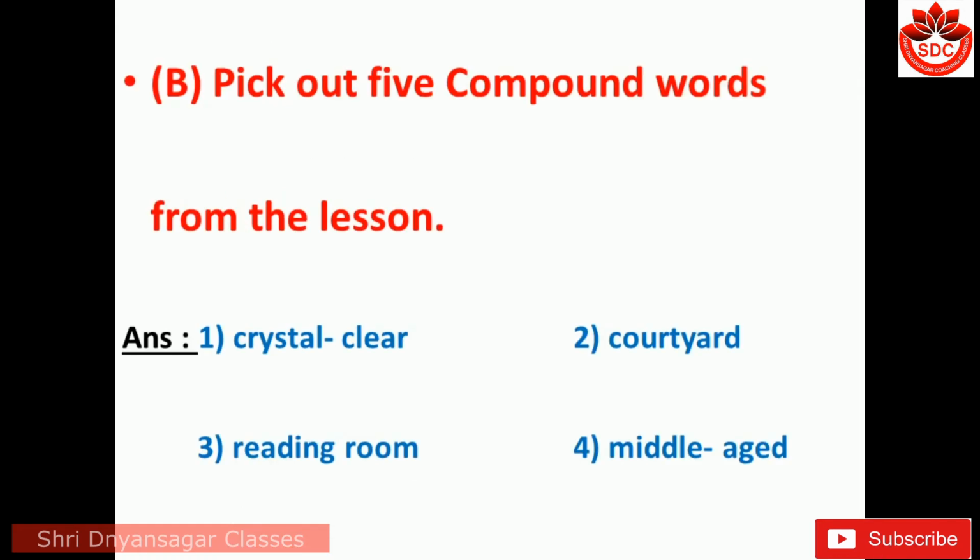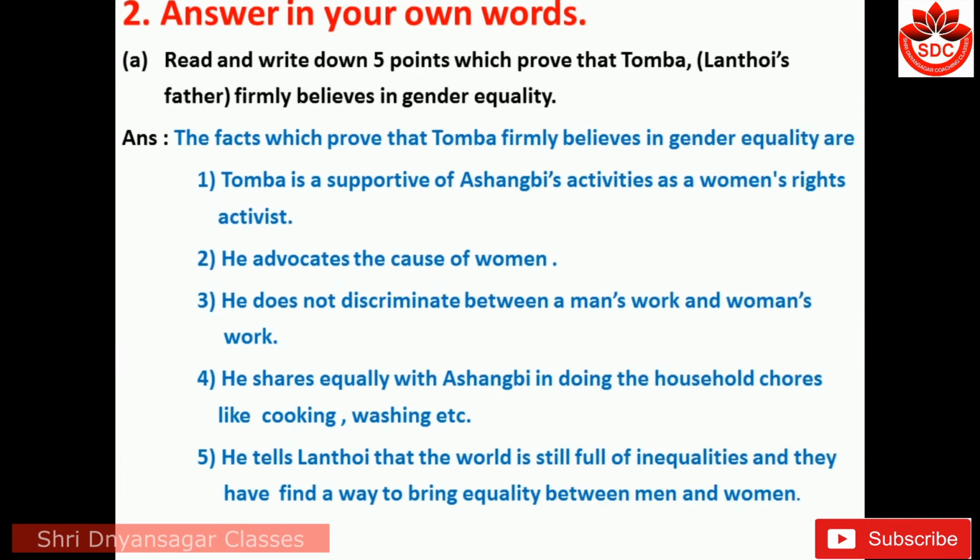B. Pick out 5 compound words from the lesson. And the compound words are crystal clear, courtyard, reading room, middle age. Question 2. Answer in your own words. Read and write down 5 points which prove that Tomba, Lanthoi's father, firmly believes in gender equality.